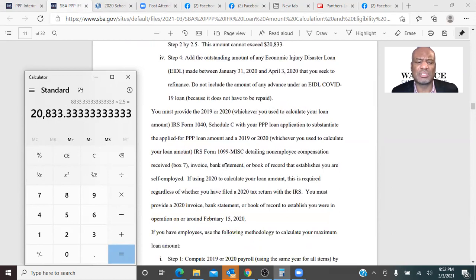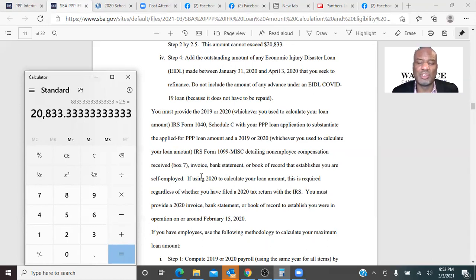So you have a question, what documentation do you have? You must provide either 2019 or 2020, whichever you use to calculate your loan amount, IRS form 1040 and your Schedule C, and application, you substantiate the applied for PPP loan amount, and then any of your 1099-MISC detailing non-employee compensation received, box 7, invoice, bank statement, a book of record to establish you're self-employed.